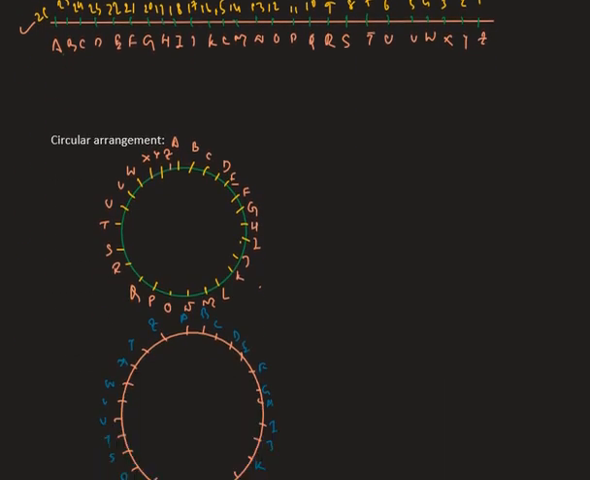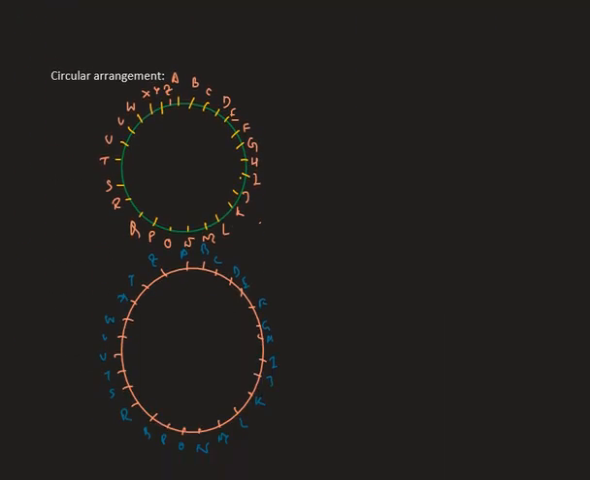Now come to the next topic, that is circular arrangement. Circular arrangement is necessary when we are to find the next letter of Z or the previous letter of A. Here we arrange the letters clockwise, that is clockwise arrangement. And here we arrange the letters anti-clockwise.